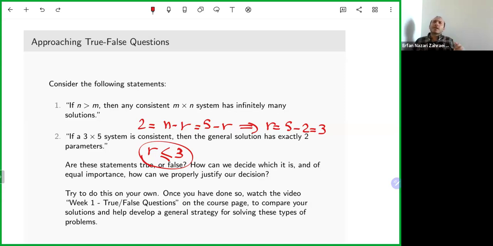To make this counterexample, you have a lot of options. As I said, any 3 by 5 system that is consistent and has rank less than 3 is good to go. But let's make the simplest possible thing. What is the simplest rank that we can have? Rank 0. What is a matrix that has rank 0? The only matrix that has rank 0 is the 0 matrix.